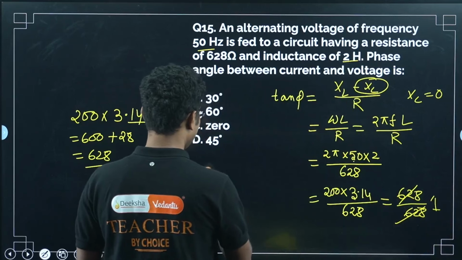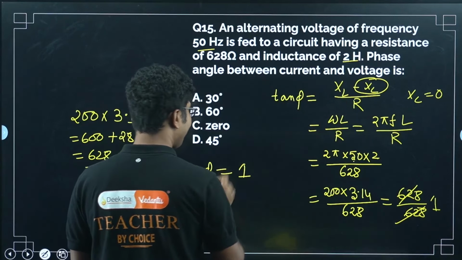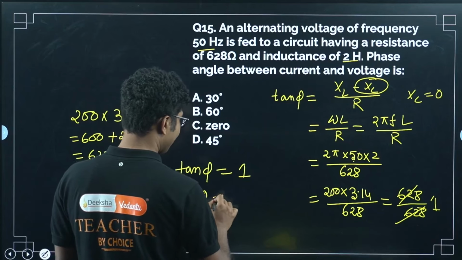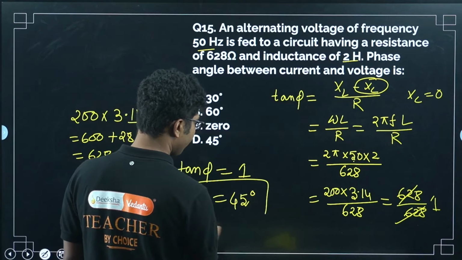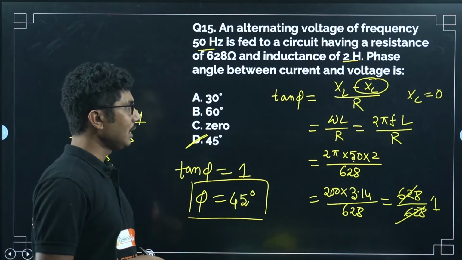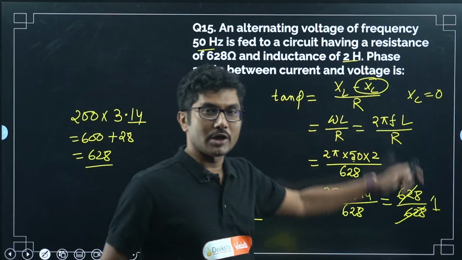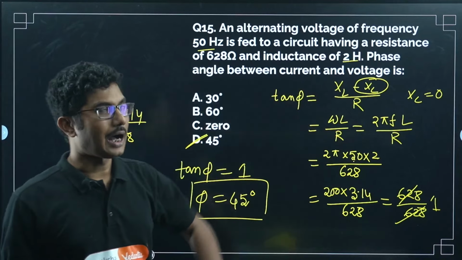So tan phi equals 1. Now when tan phi is 1, that means phi should be 45 degrees or pi by 4. Based on the options given, you can mark the correct answer. Okay, simple. This is only one formula; if you remember it, you can answer this question. Okay, XL minus XC by R.